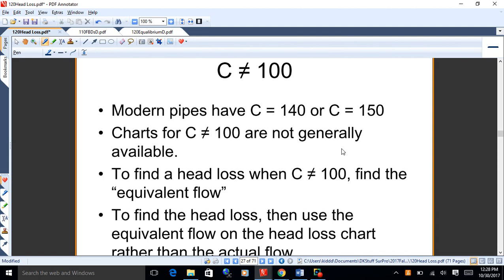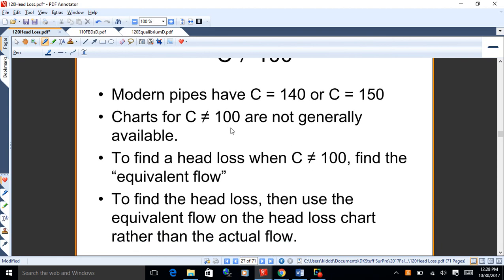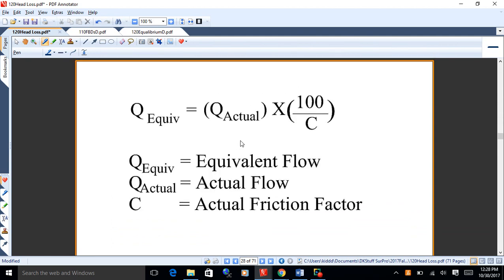But the charts for C not equal to 100, they're not generally available, although we got this nice little thing on the internet here, but we'll test this again. So what we got to do here to account for that, if C is not 100, which quite often it isn't these days, is find what we call an equivalent flow. So you take the actual flow times 100 over whatever your C is. Then instead of using the actual flow, you use an equivalent flow on the tables. So that's how that works. Okay.